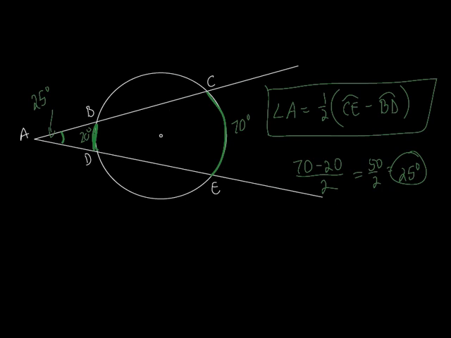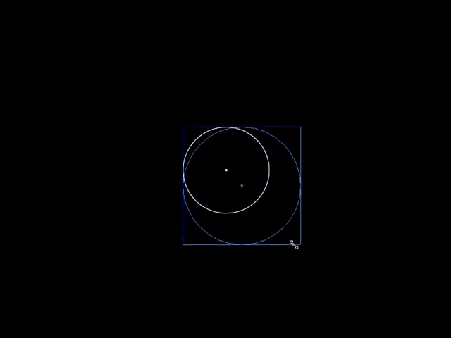Let's do another type of situation. We've had 2 secants that intersect inside. We've had 2 secants that intersect outside. Now what we're going to do is we're going to have one secant, and what else did I say we were going to talk about today?